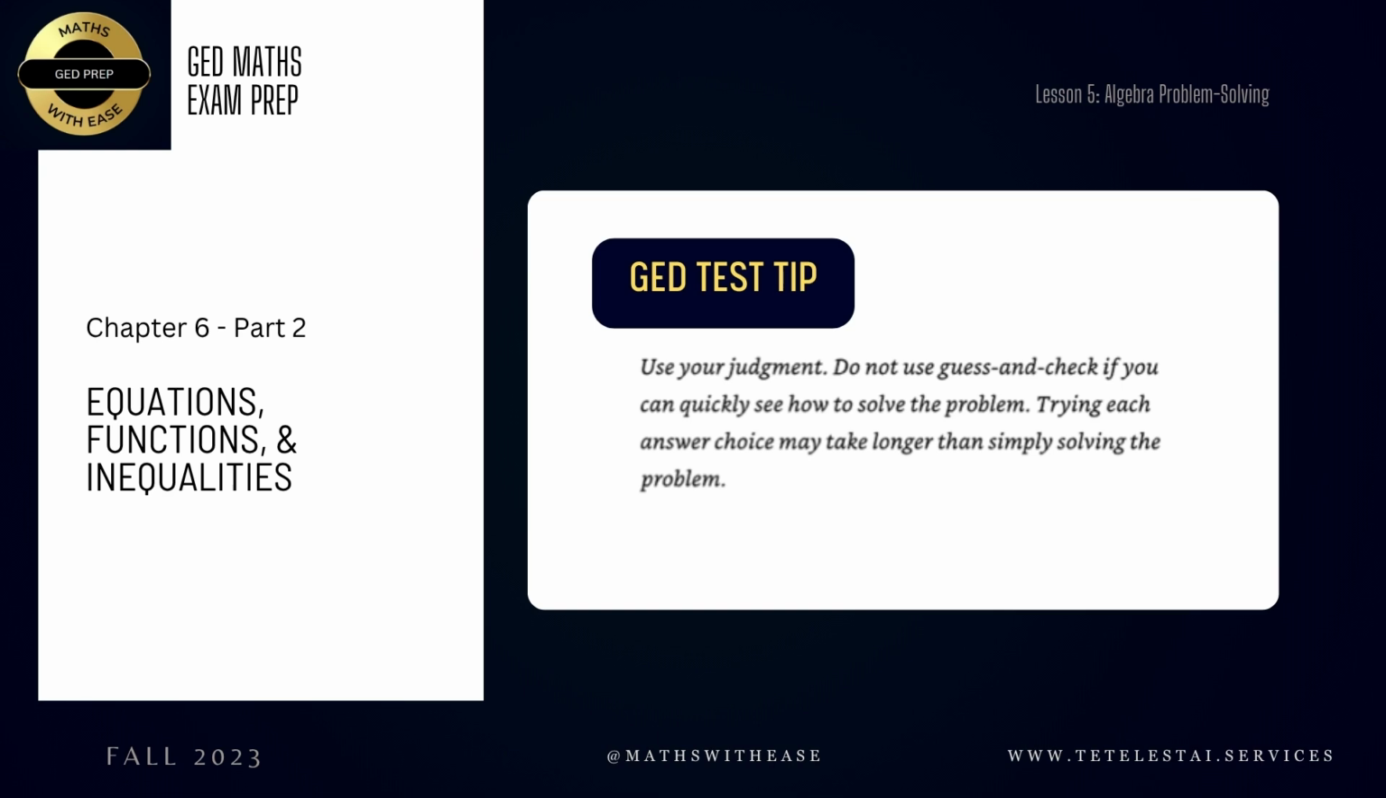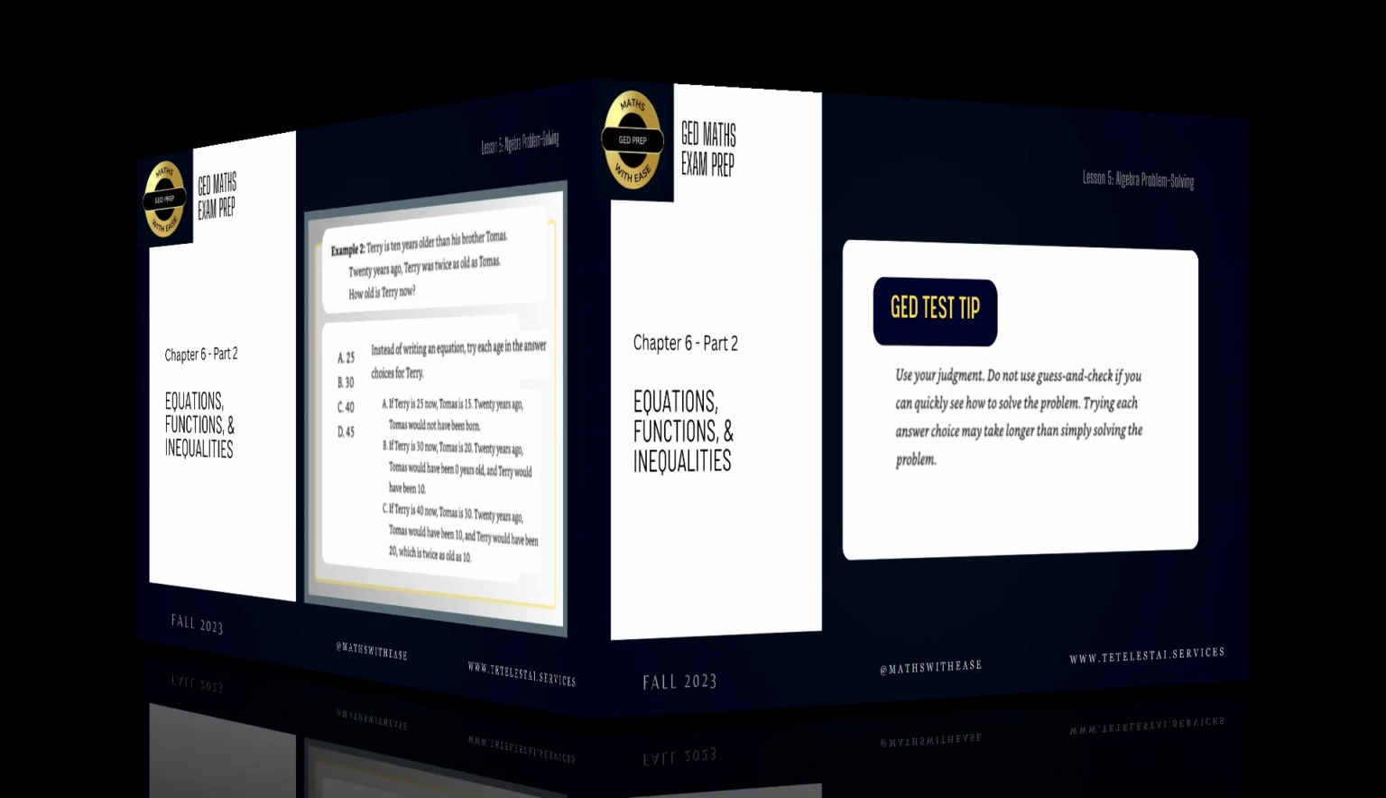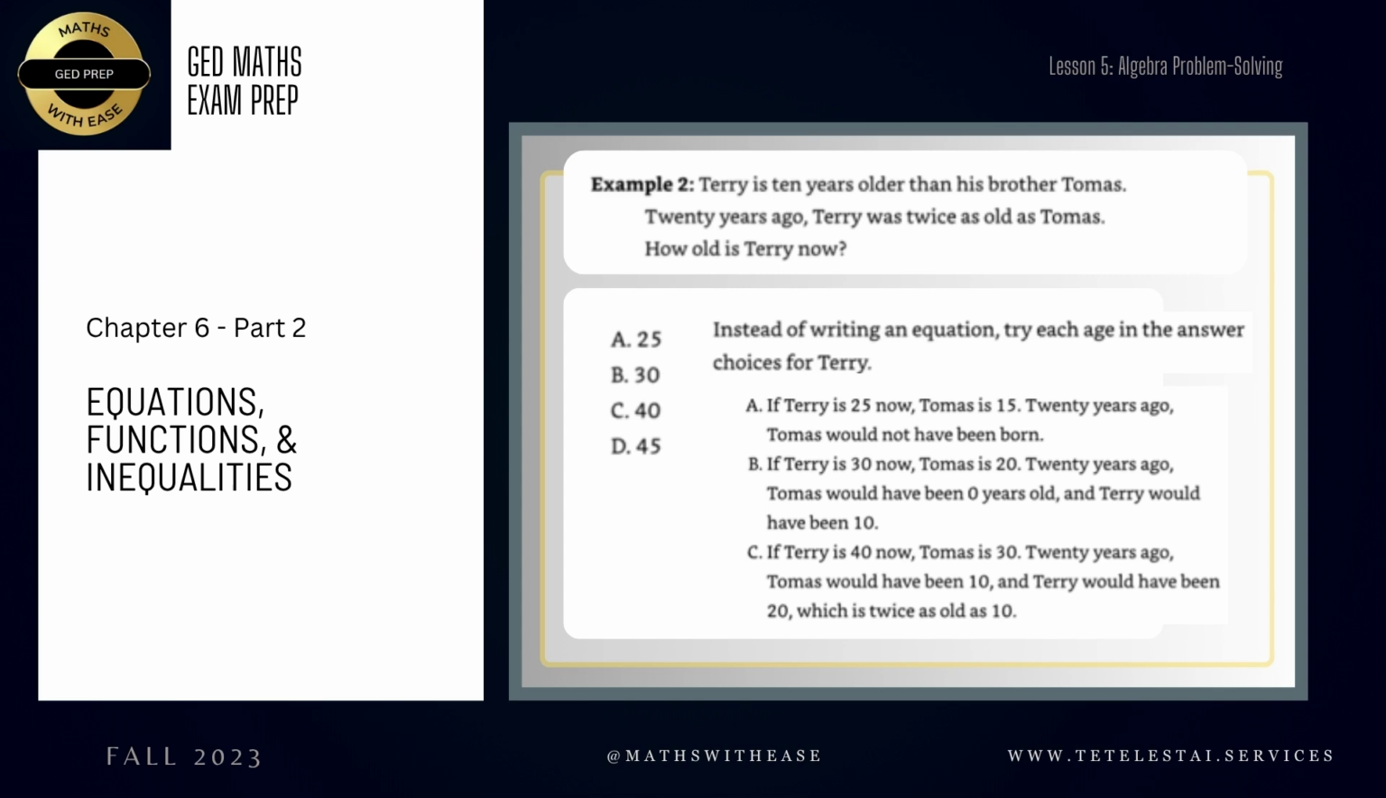And I think I mentioned this in Thursday's lesson because there was a similar scenario. So in this example, we're told that Terry is 10 years older than his brother Thomas. 20 years ago, Terry was twice as old as Thomas. How old is Terry now? So this is an example where you would need to write out a quadratic equation to solve this, right?